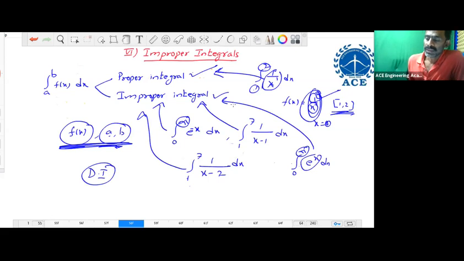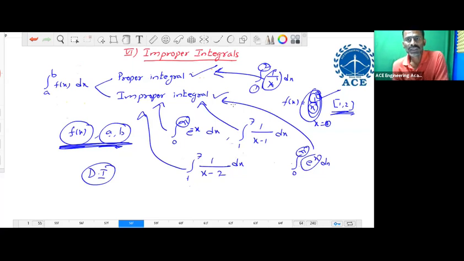You can find these improper integrals in the Laplace transform, Fourier transform, Fourier integrals like this. Because in the unilateral Laplace transform, the integral limits are 0 to infinity only. Bilateral is minus infinity to plus infinity only. So infinite limits only. Next, we have a Fourier integral, Fourier transform, again infinite limit.